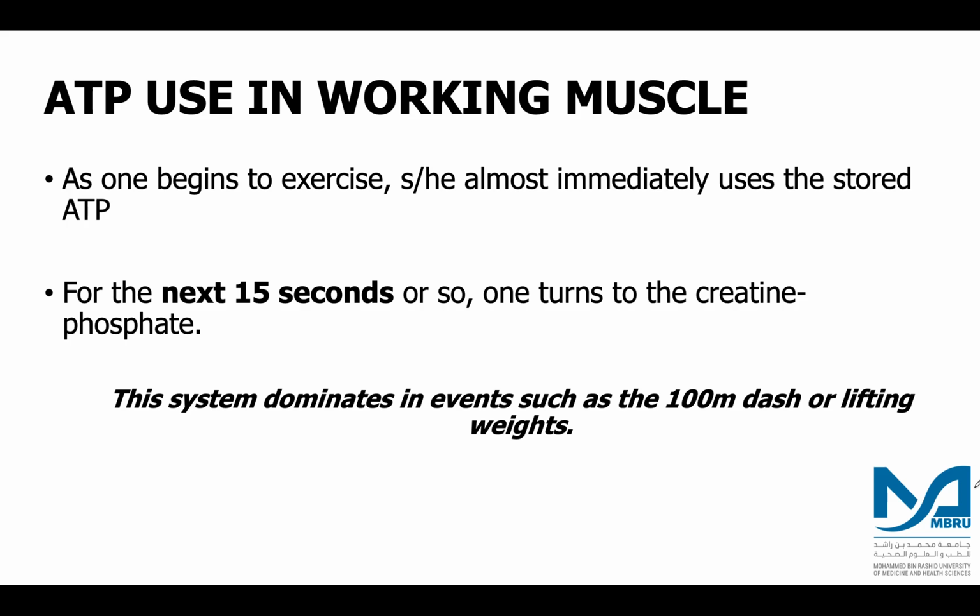Now let us move from resting to working muscle. As one begins to exercise, she or he almost immediately uses the ATP stores, that is the ATP that is present inside the muscle, and there is a creatine phosphate system that functions in the muscle. But just to give you a very basic idea, there are basal stores inside the muscle, but by 40 seconds these stores are completely exhausted, and the functioning of these stores involves a particular molecule called creatine phosphate.